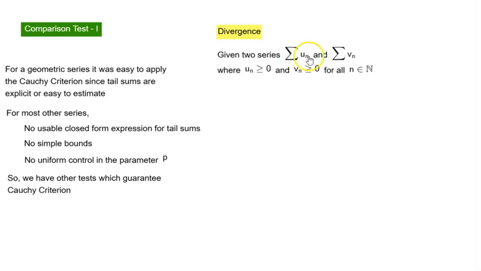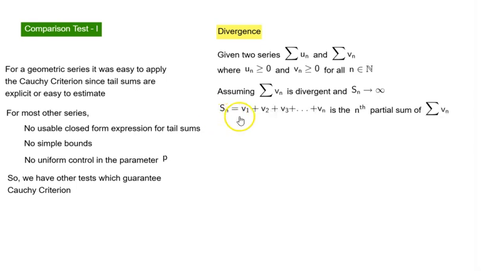of view. Now, given two series U sub n and V sub n, where U sub n is greater than or equal to 0 and V sub n is greater than or equal to 0. These are the series and these are the terms of those series for all n in natural numbers. Now, assuming the series V sub n is divergent and S sub n, the nth partial sum, goes to infinity. So S sub n is equal to the nth partial sum of V sub n.